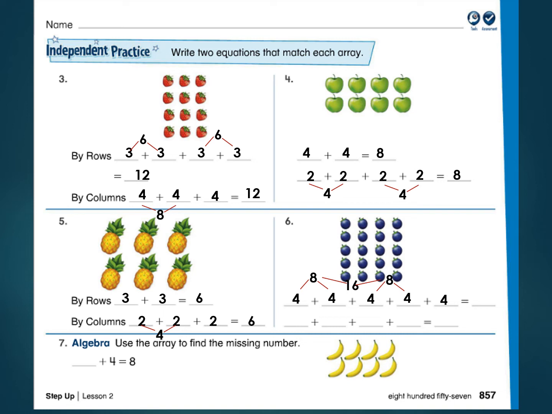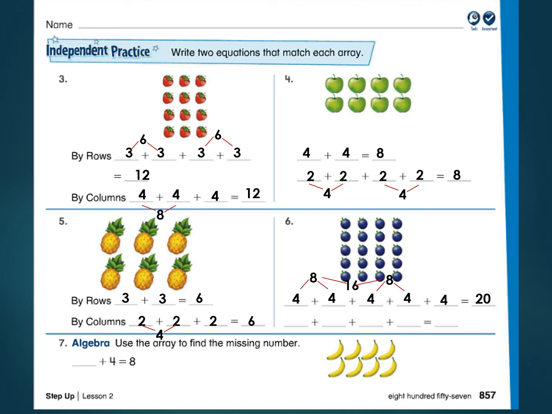Now 16 plus 4. Put 16 in your mind and 4 in your fingers. But after 16, 17, 18, 19, 20. Great job. Now let's solve it by columns.